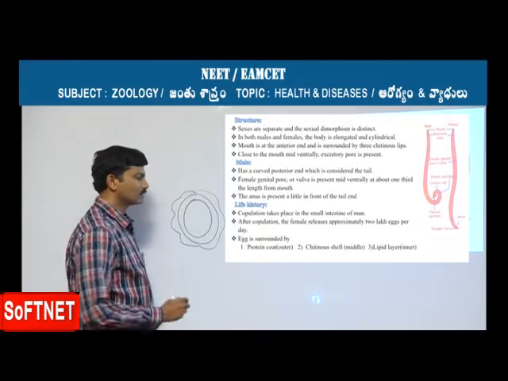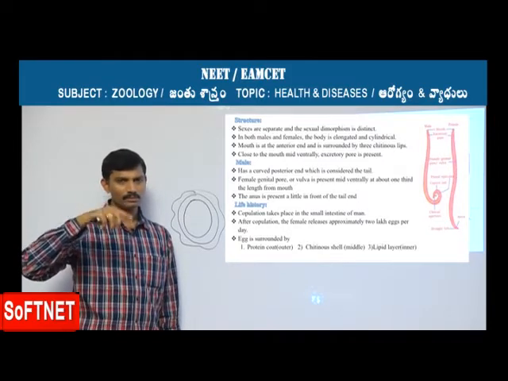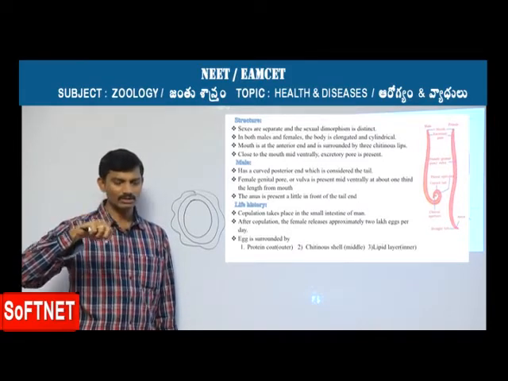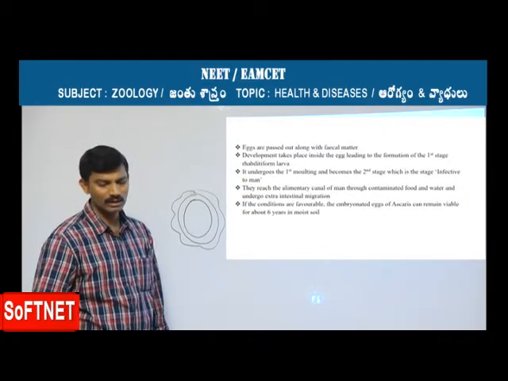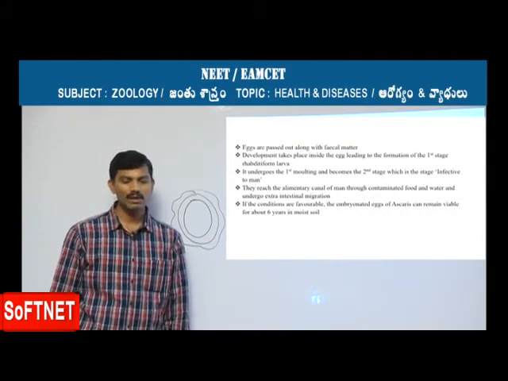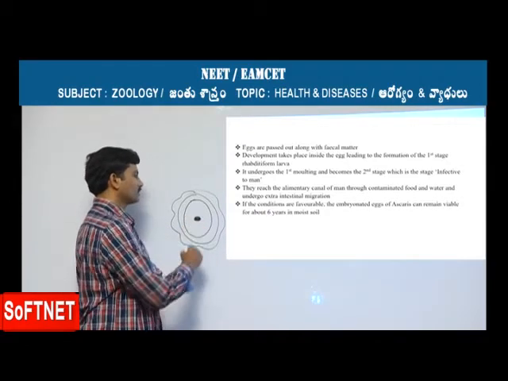Like that, the 3 layers are present. The outer layer of the egg is a protein layer, which is wavy in margin. These eggs are called mammillated eggs. Inside that, the nucleus and the cytoplasm are present.